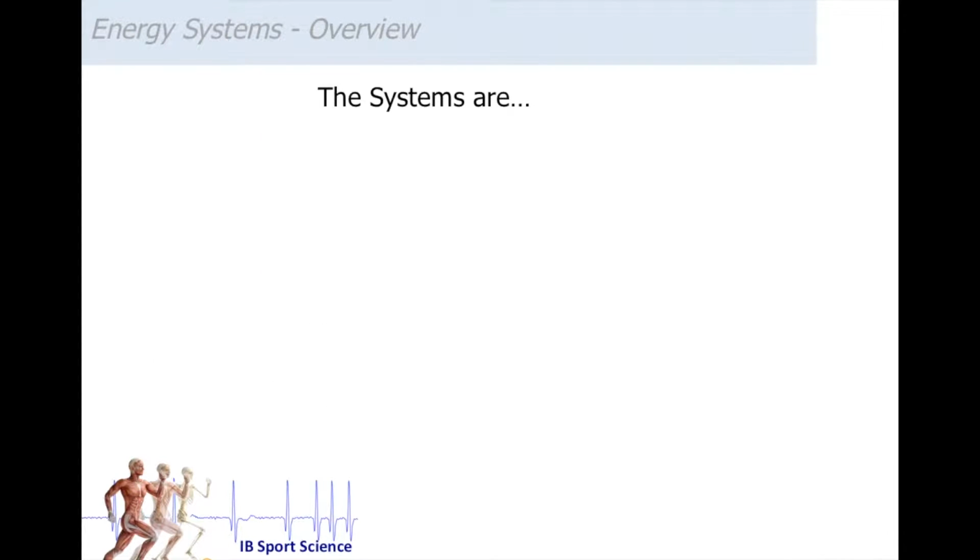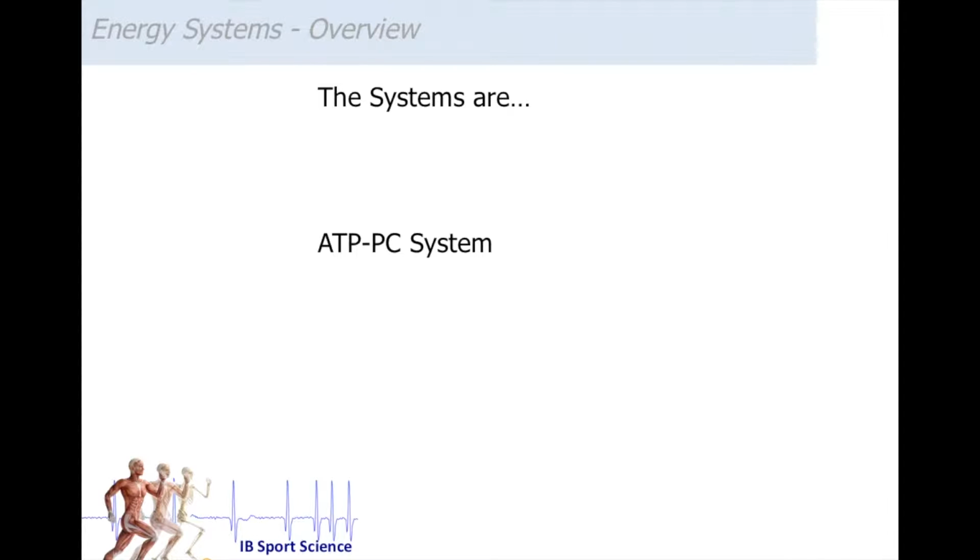So when we talk about our energy systems, essentially all of them are attempting to provide energy for the resynthesis of ATP. And if you're not quite sure what ATP is, go back a couple of videos and watch the video on respiration and ATP, and that will explain what ATP is and how it gets constantly broken down and built back up again. But essentially, ATP is the energy currency for our body, and that's the format in which energy is used in our body. So the energy systems are what we use to recreate or resynthesize this ATP.